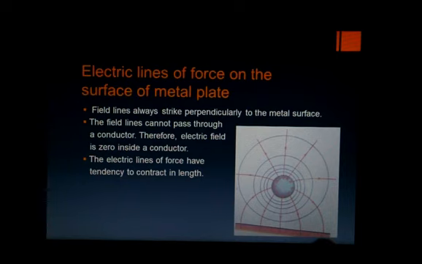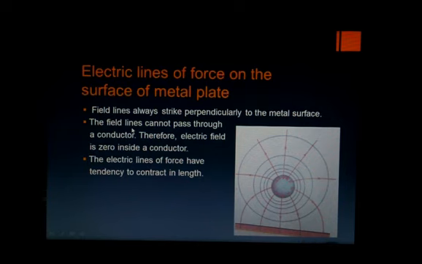So the lines are always perpendicular to the metal surface. The electric lines of force cannot pass through the conductor. You notice that no line of force is passing through this conductor. They are compelled to move towards the negative plate. So here the lines of force become very close to each other, and the field would be stronger. Here the lines of force are apart, and the field would be weaker.